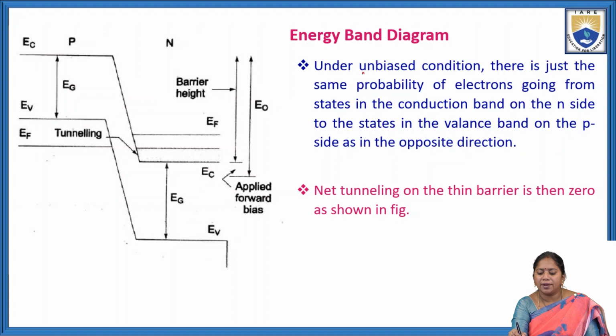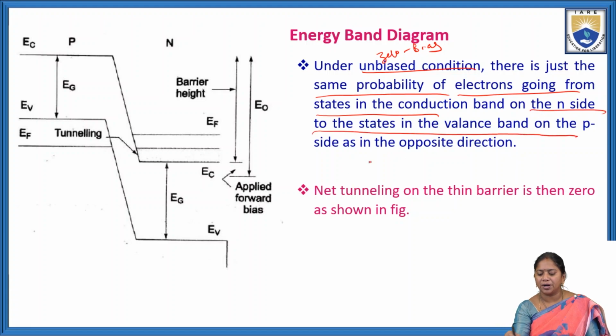Under unbiased condition, which means zero bias, there is just the same probability of electrons going from states in the conduction band on the N side to the states in the valence band on the P side as in the opposite direction.